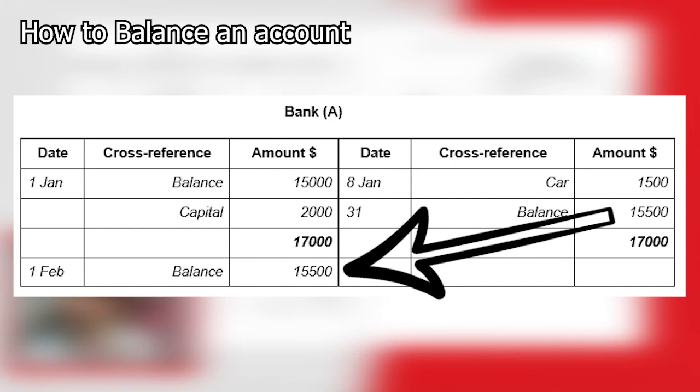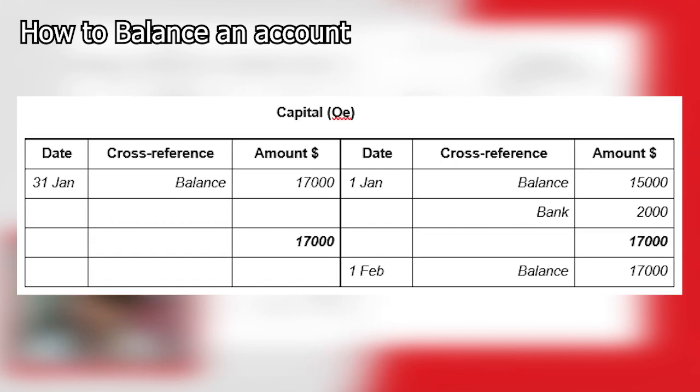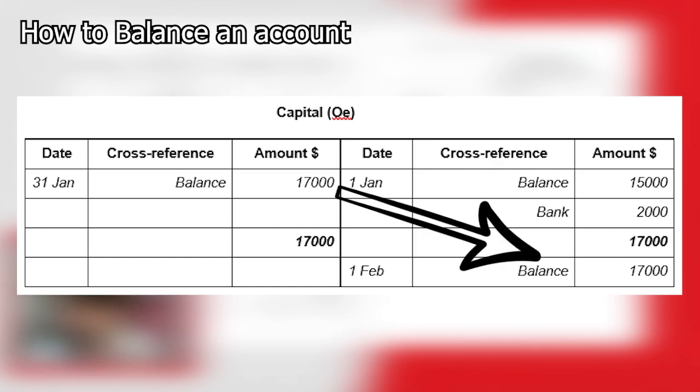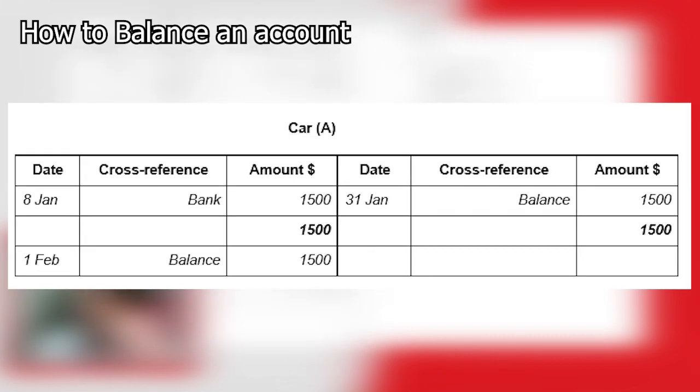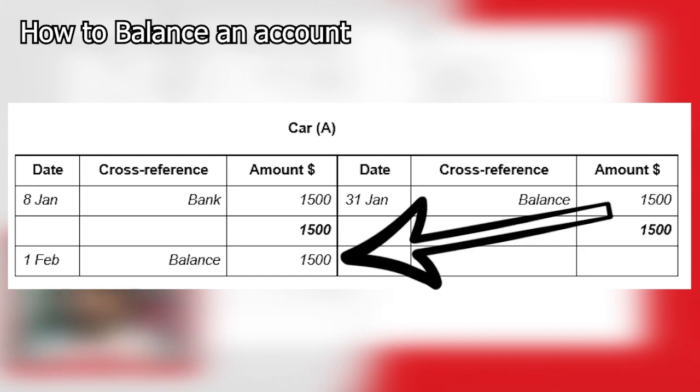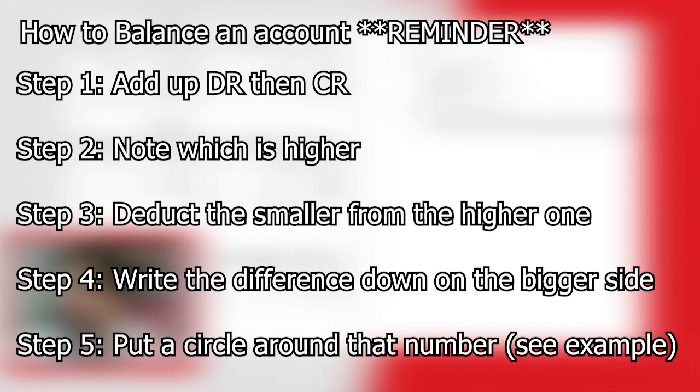And then the same thing happens for capital, where you see the balance 17,000 on the debit side carries over onto the credit side. Likewise, the car is carrying over from the credit to the debit, 1,500. So that's how that all interlinks. That's how that all looks. That's your balancing. You need to get good at that skill. That's why you need to know debits equal credits. That's why debits equals credits underpins everything we do.